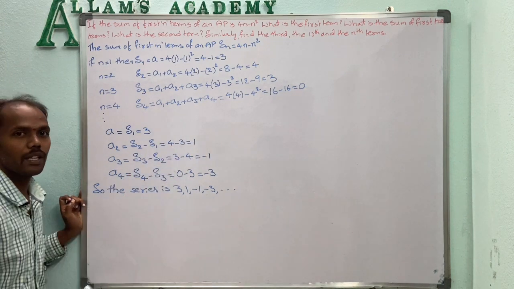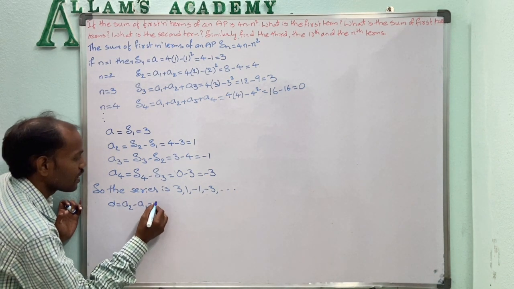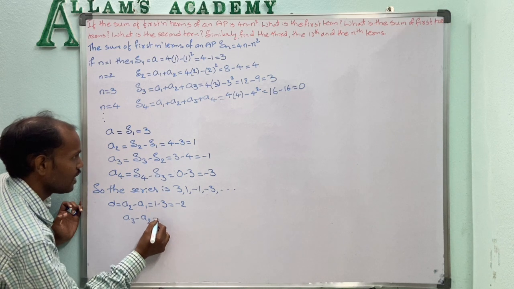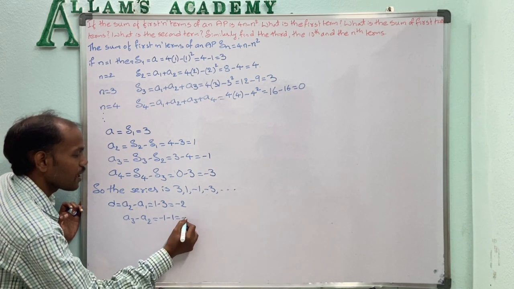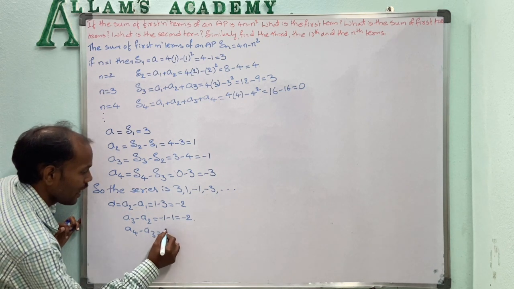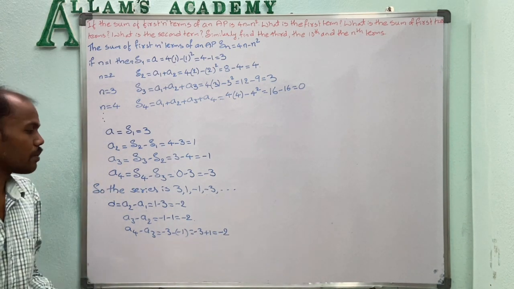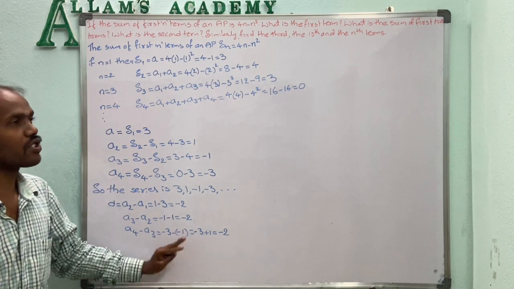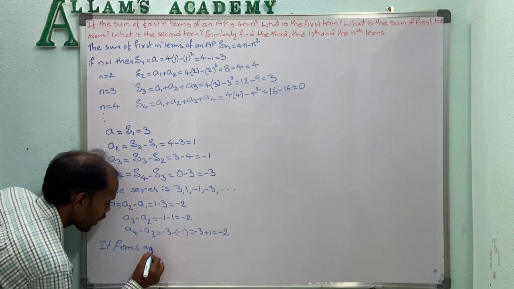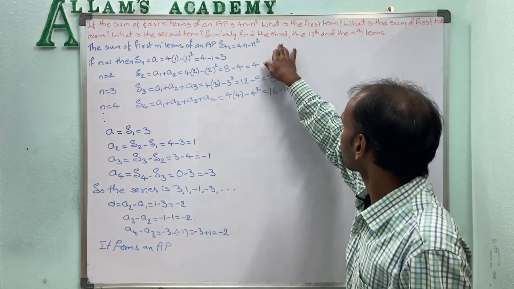Now we check whether it forms an arithmetic progression or not. So we find the common difference D is equal to A2 minus A1, that is 1 minus 3, which is minus 2. Otherwise A3 minus A2, that is minus 1 minus 1, equal to minus 2. And A4 minus A3, that is minus 3 minus of minus 1. Minus of minus 1 is plus 1, so minus 3 plus 1 equal to minus 2. So here we get the common difference minus 2 the same. Therefore it forms an arithmetic progression.